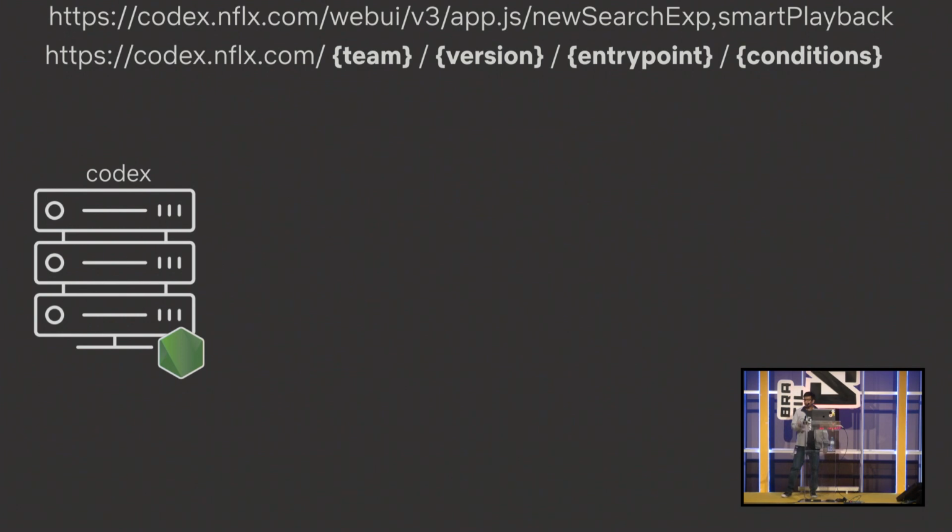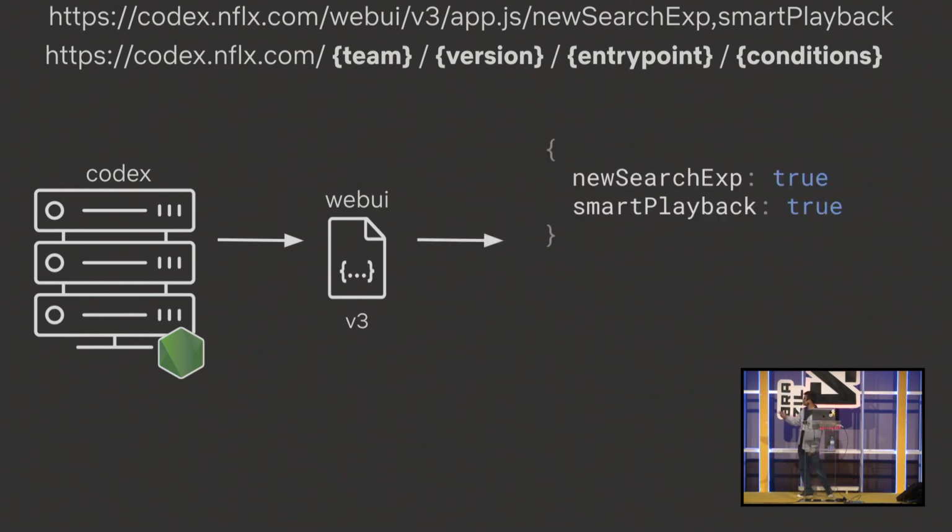Well, the secret sauce for our server-side component is the URL. If you see the URL at the top, it's a templatized URL. And this URL has all the information that our servers need to start resolving all the files. So for example, this particular URL says, hey, this is for the web UI app, and I'm looking for version 3 artifact. Once you have that, please make sure that you unlock these two experiences. These are the conditions at the tail end of the URL, comma separated.